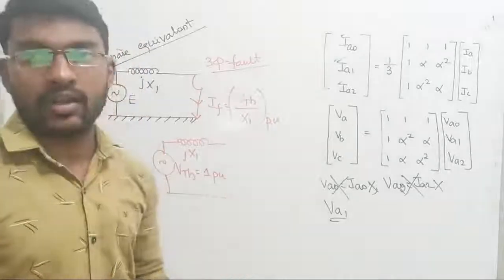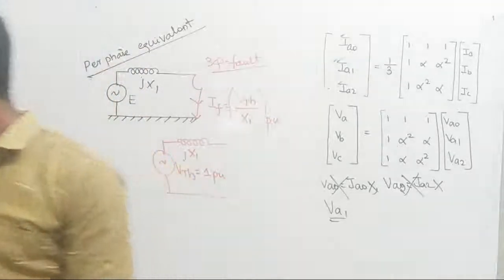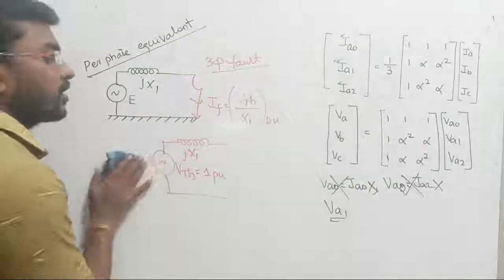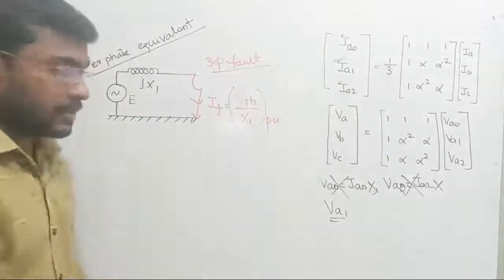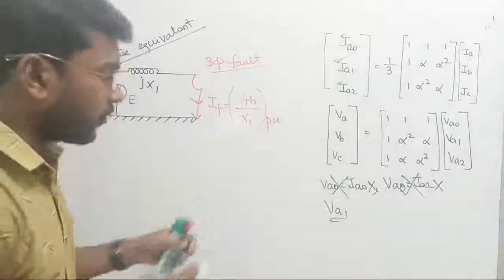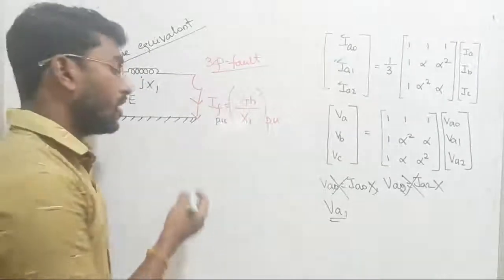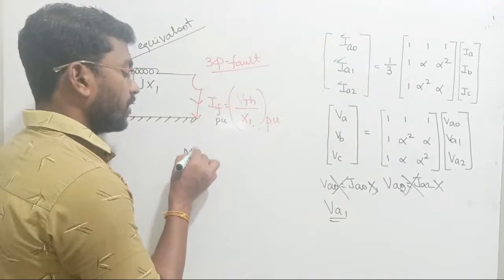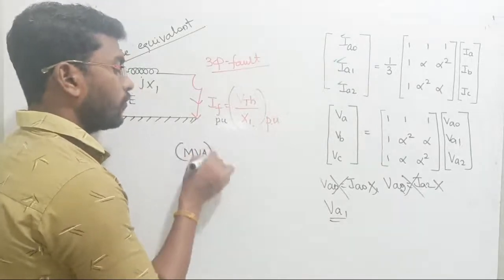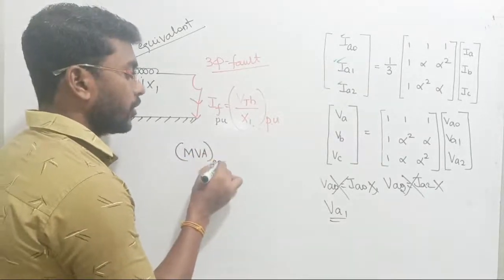So simply we can estimate the value of fault current. Next, what we have to do? The next target is, let me run these things. Once we calculate the fault current in per unit, our next value is fault MVA in per unit. So I know that is fault MVA in per unit.